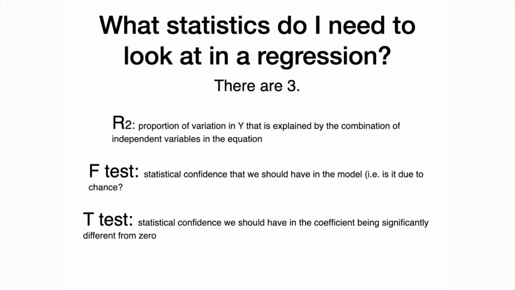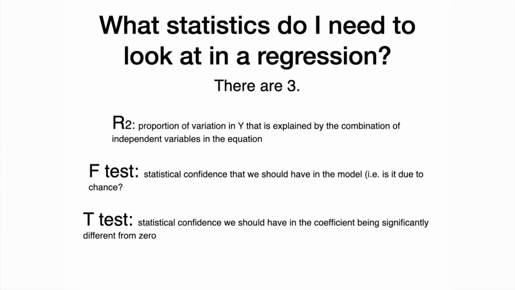That's the R squared. The second thing you need to know is something called the F test. And this is the statistical significance of the model as a whole. So this is the statistical confidence that we should have in the model. And it's kind of like asking, this model that I've got here, these results, how likely is it that they're due to chance? What are my odds of making a type 1 error with this model?